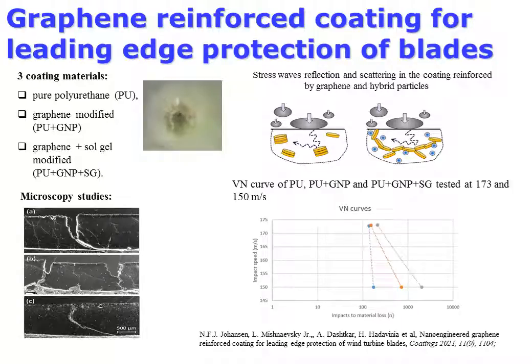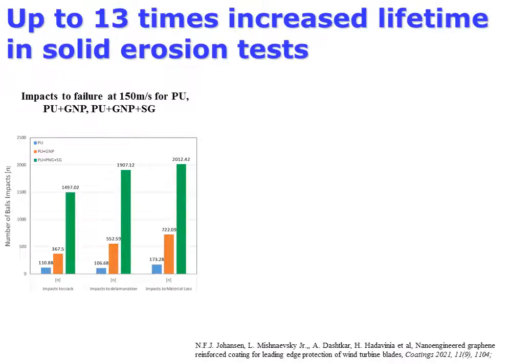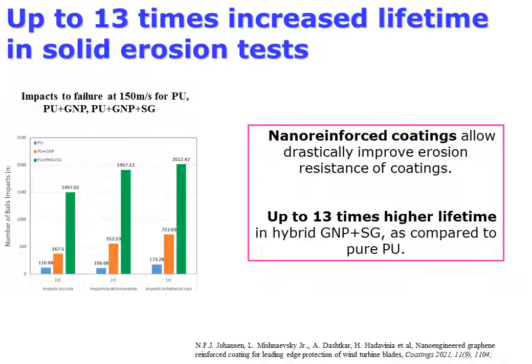Here is an example of development of new advanced coatings for blade protection. A team from Kingston University in the United Kingdom, University of Barcelona, Spain, and DTU Wind developed a polyurethane coating with graphene nanoparticles and hybrid nanoparticle reinforcements. Polyurethane graphene composites were prepared via in situ polymerization methods. Coatings with graphene and hybrid nano-reinforcements were tested for their anti-erosion performance using the single-point impact fatigue testing methodology. It was observed that the nano-engineered coatings ensure up to 13 times higher lifetime than pure polyurethane coatings.